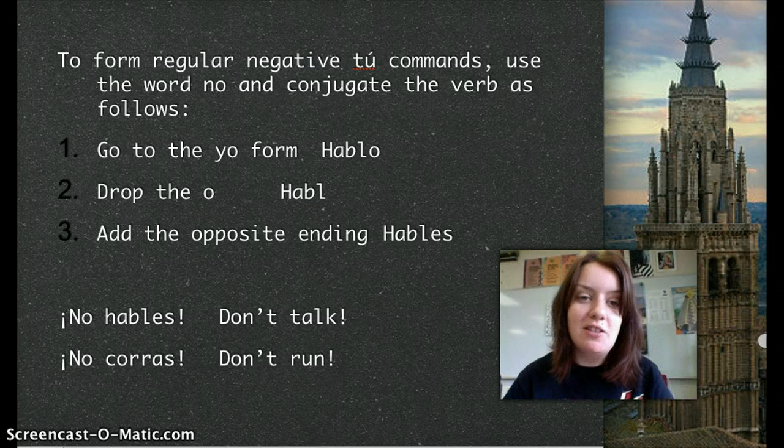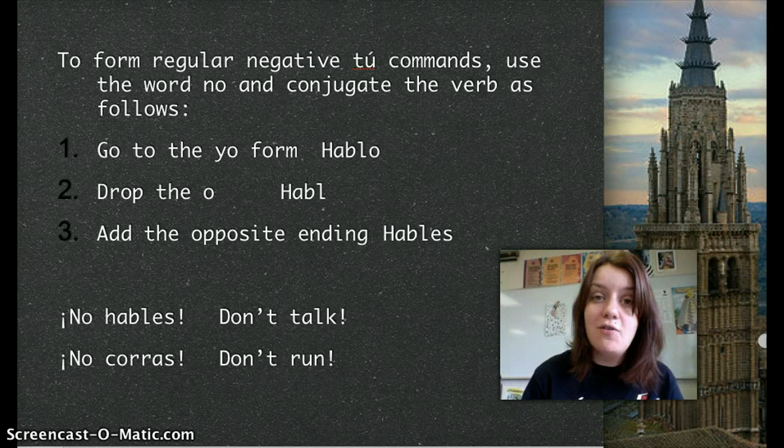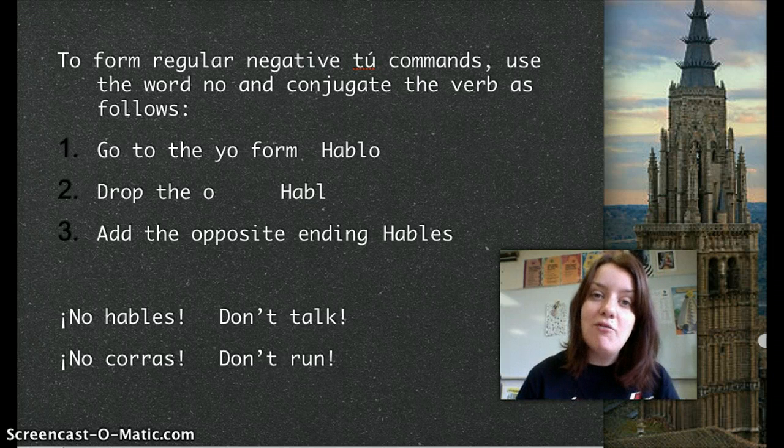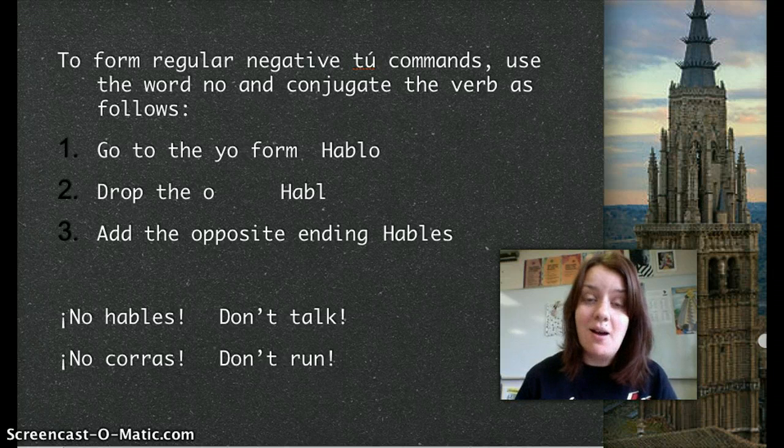You also have to conjugate the verb as follows. Go to the yo form. So you start with hablo, for example. Drop the o and you just get habl, and then add the opposite ending. So if it's an AR verb, the opposite ending would be es, because it's still tú forms. So no hables, don't talk. No corras, don't run. So hablar is an AR verb, so it ends in es. Correr is an ER verb, so you're going to end it with as, the opposite ending.